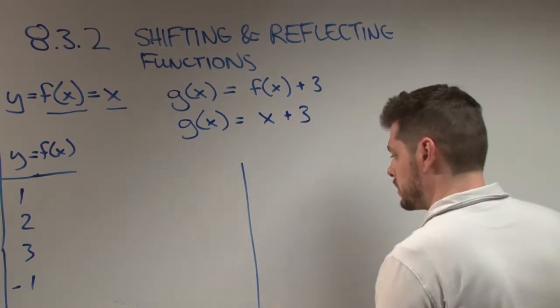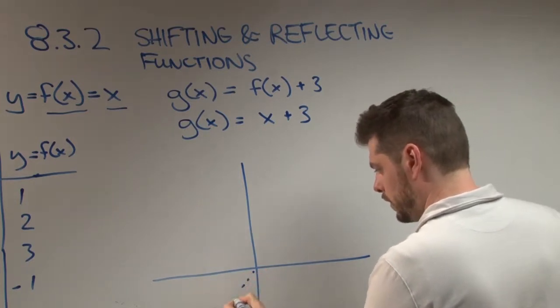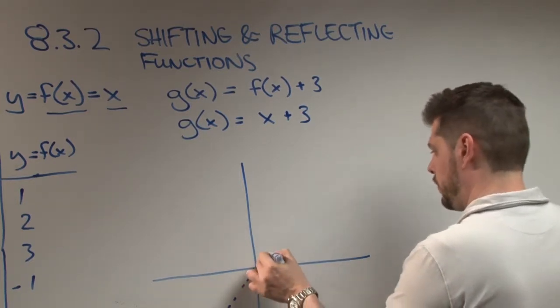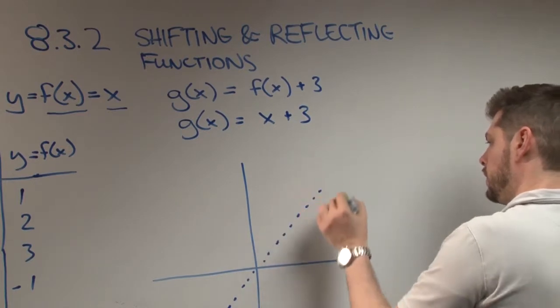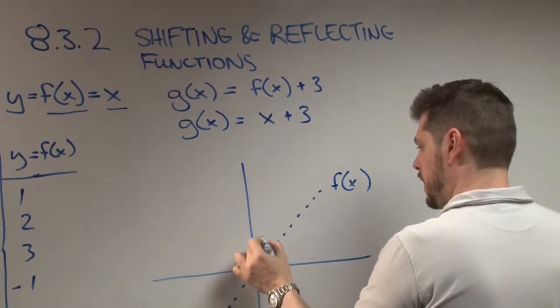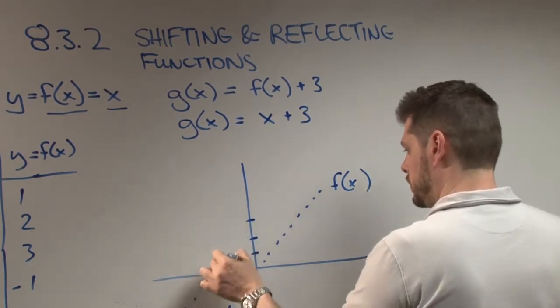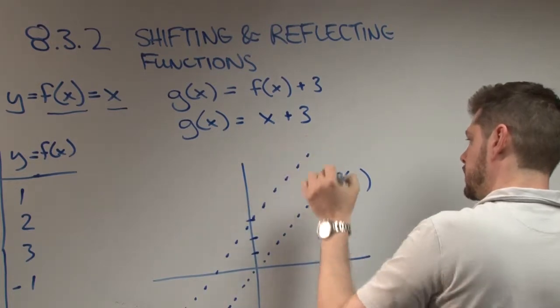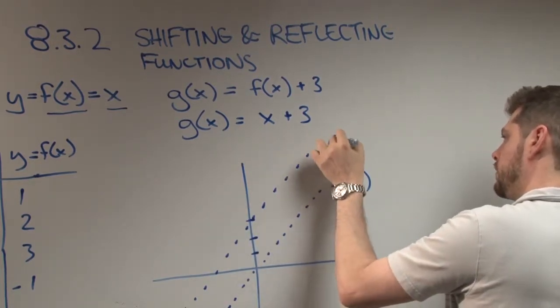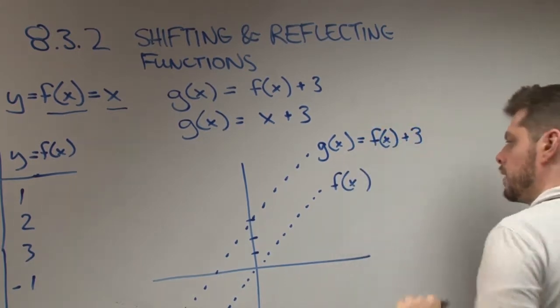And that looks like exactly what you'd think. I'll leave a little ghost of where my original function was. This was my f of x. My g of x is going to be up 3, but it's going to have the same slope. It's just now shifted up by 3. g of x equals f of x plus 3.